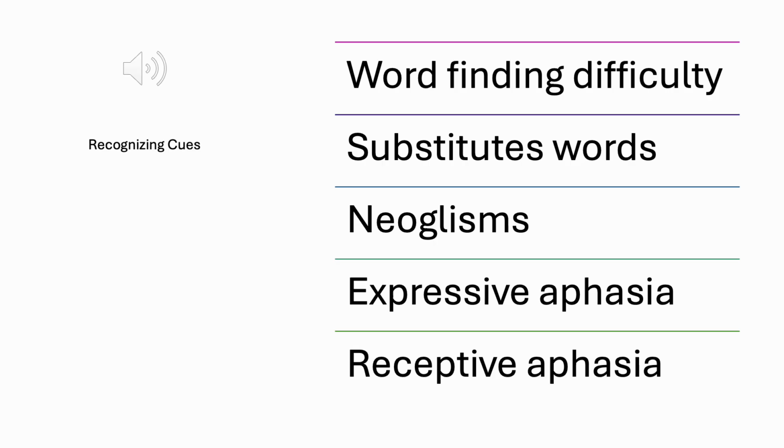They are going to have expressive aphasia, meaning they may not be able to talk, or they may also have receptive aphasia, meaning they can't understand what you're saying. So remember, aphasia means the inability to express oneself through speech. So they have problems with language.